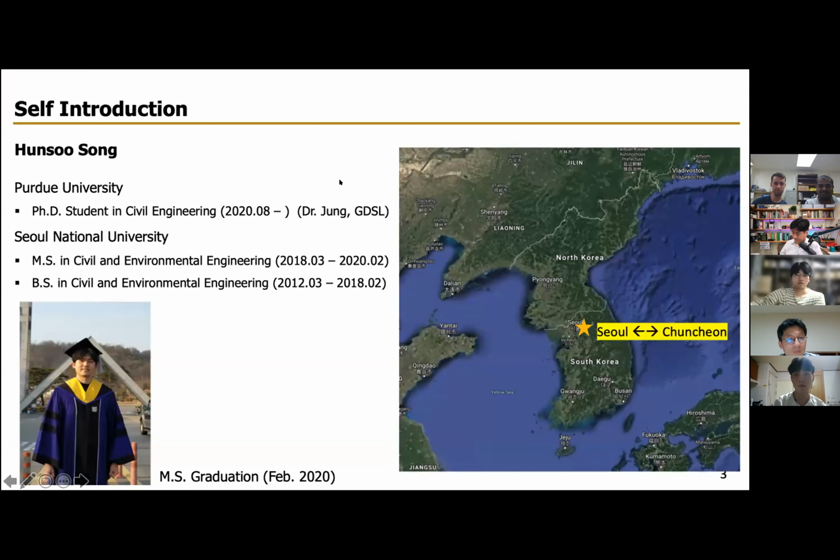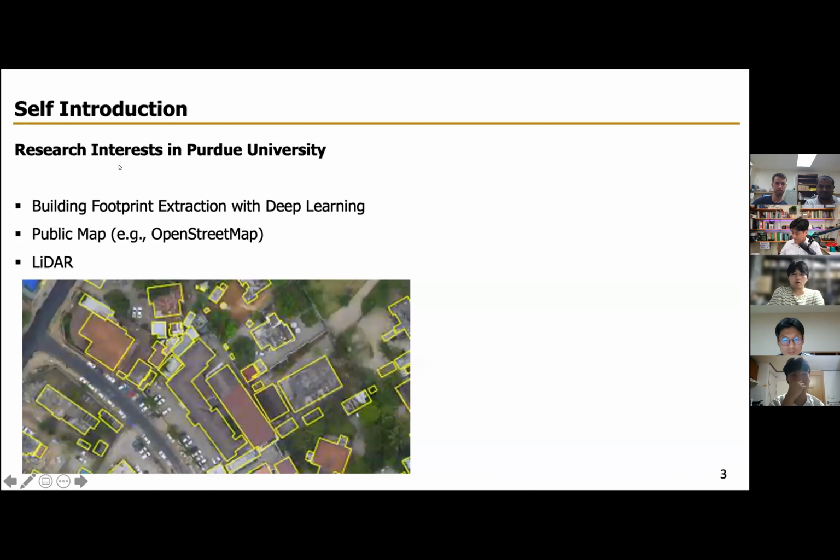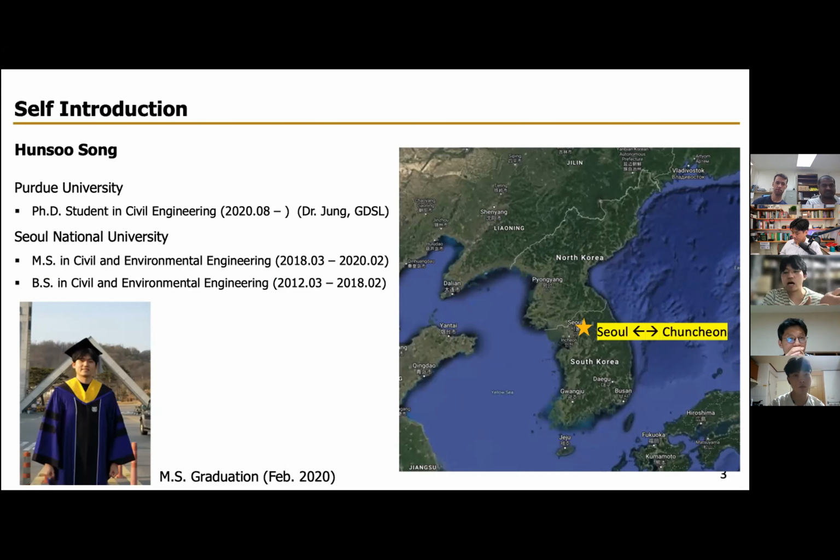So, hello again. I'm Hansu Song. Okay, let's move on to my research topic. During my master's course, my main research interests were land cover mapping using Landsat images and solar energy prediction using a meteorological satellite image, which is Cheonlian. It's South Korean.